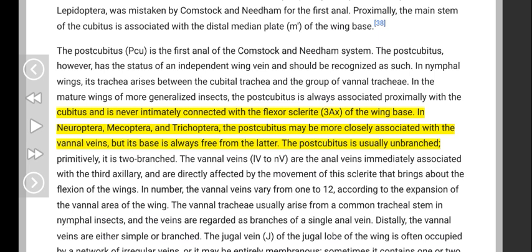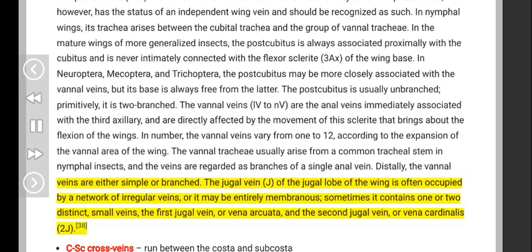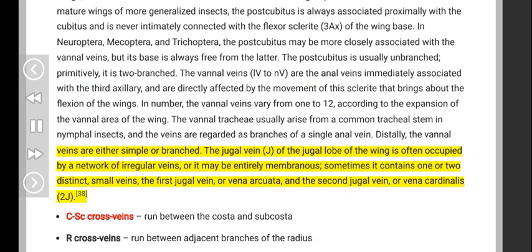The jugal vein J of the jugal lobe of the wing is often occupied by a network of irregular veins, or it may be entirely membranous. Sometimes it contains one or two distinct, small veins, the first jugal vein, or vena arcuata, and the second jugal vein, or vena cardinalis 2J.